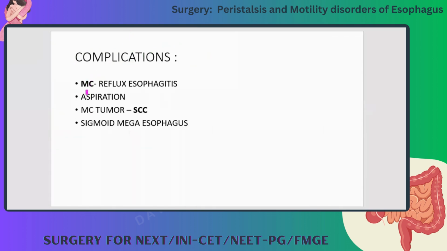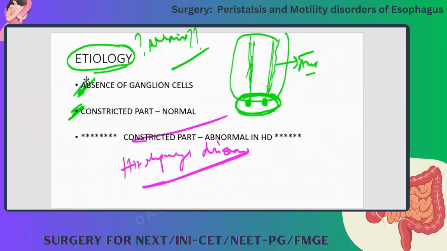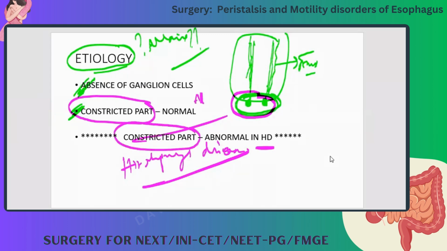What is the marginal difference between these two conditions? The constricted part is normal in achalasia cardia, whereas the constricted part is abnormal in Hirschsprung's disease. So this is the anatomical basis. In achalasia the pathology lies above, but in Hirschsprung's disease, the pathology lies at the point of constriction only. That is a small difference, but the rest is almost the same because of the absence of ganglion cells.